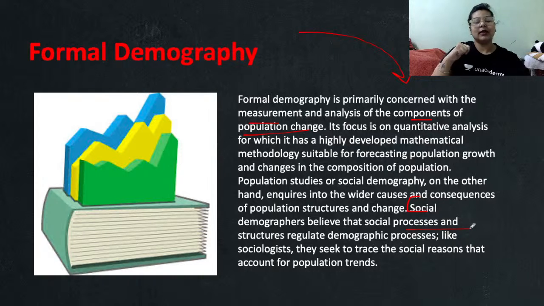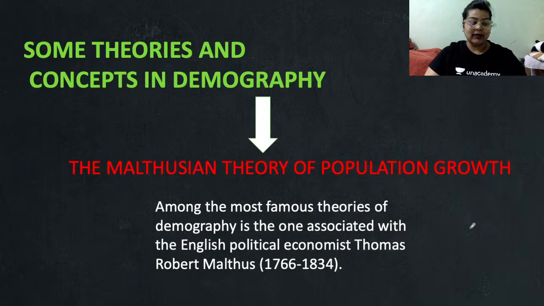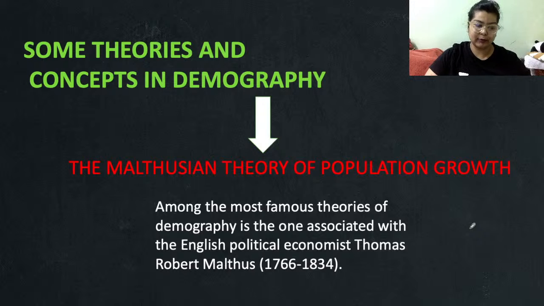For example, they wanted to trace the social reasons that were accounting for the population trend. So this was another factor which was very important and which played a major role. Now, there were some theories and concepts in demography, from which the Malthusian theory was absolutely important for population growth.